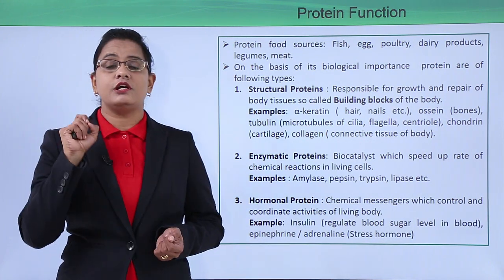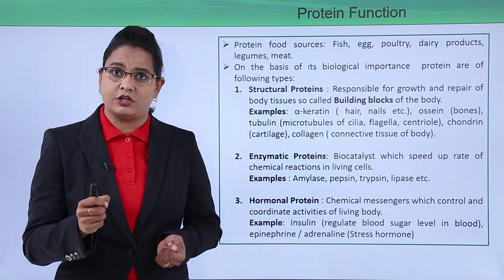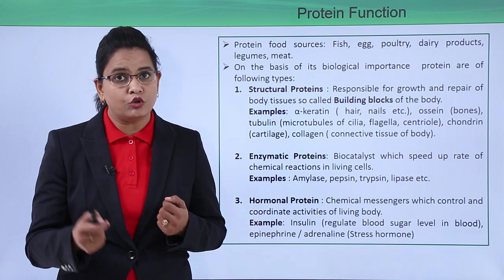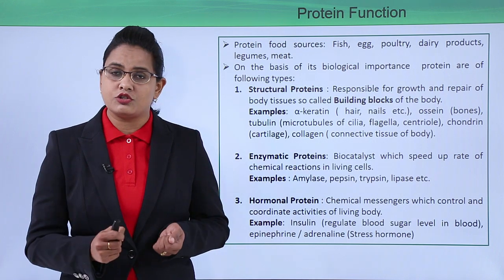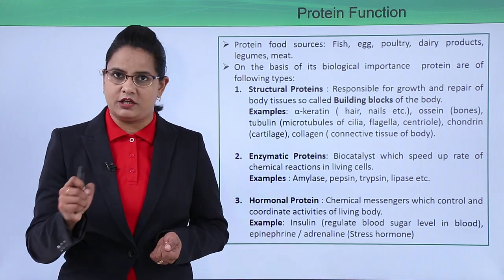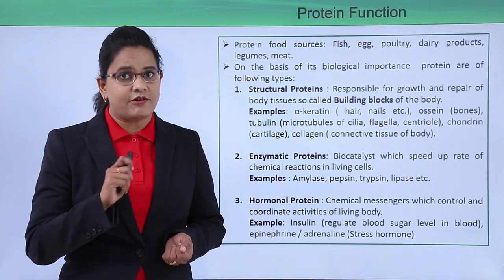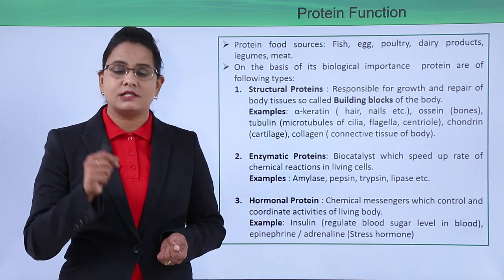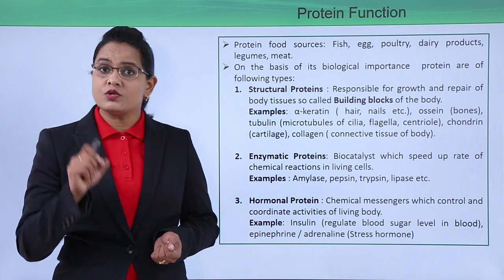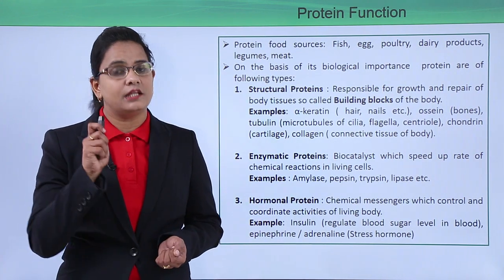First is the structural protein. So they make the structure. They are responsible for growth of the cell and the repair of the cell, and that is the reason proteins are also known as building blocks of the body. Examples are alpha keratin, which is found in hair, nails, claws, etc. The ossein protein, which is present inside the bones.